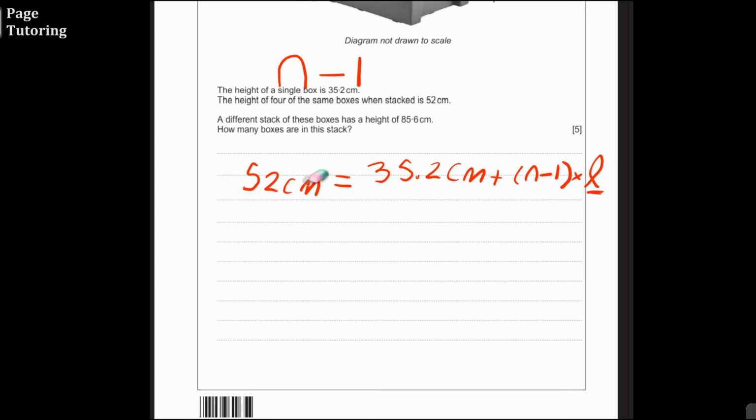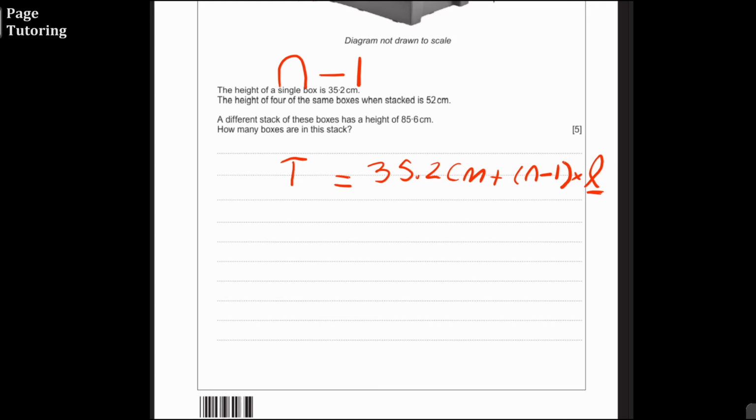So apologies there, it's not 52 centimeters at the moment. Because this equation is written with our variables, we're just going to call this T. The total height of the boxes would be that initial height, that one box, plus n minus 1, so 1 less than the total number of boxes, times that lip.